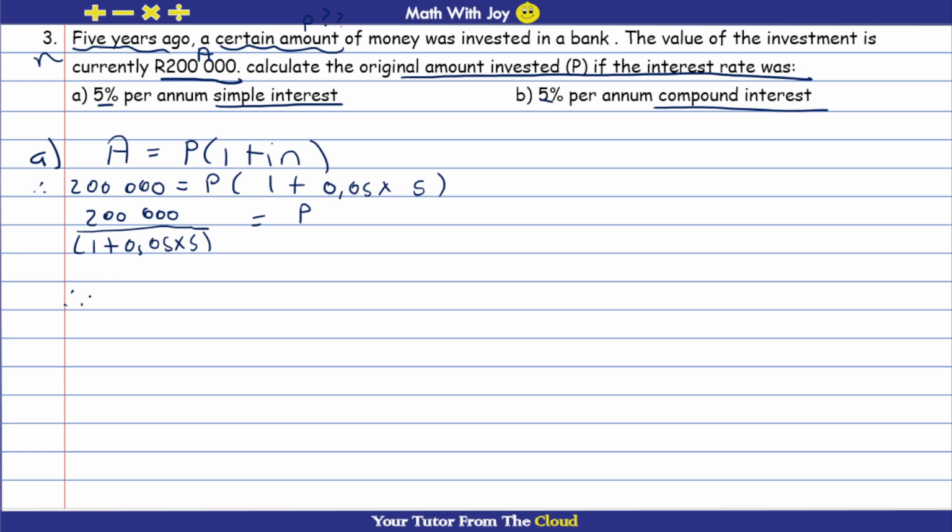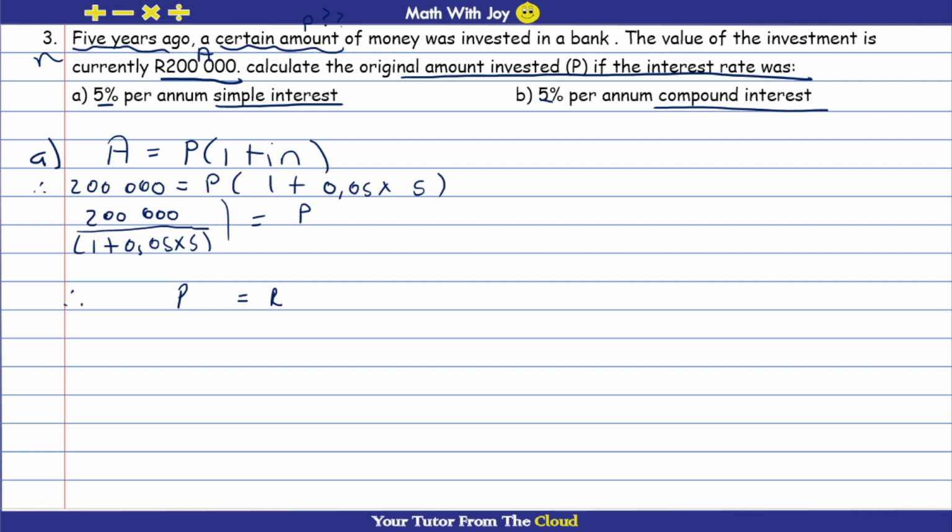So then I'm going to write my equation from the other way around. I'll start with the P, then I'll write the equals. Now I want the answer to all of this. So remember, it'll be in rands. So let's just put that into our calculators. What is 200,000 divided by the bracket of 1 plus 0.05 multiplied by 5?